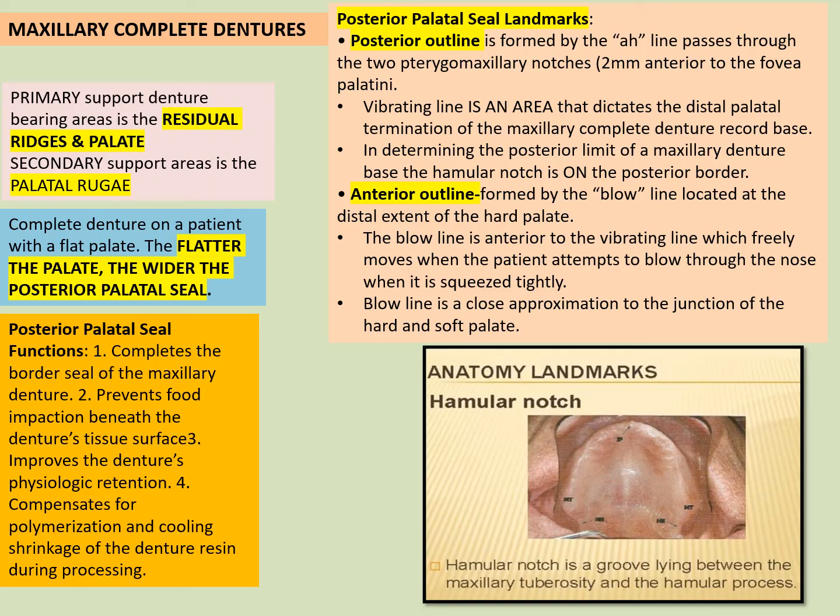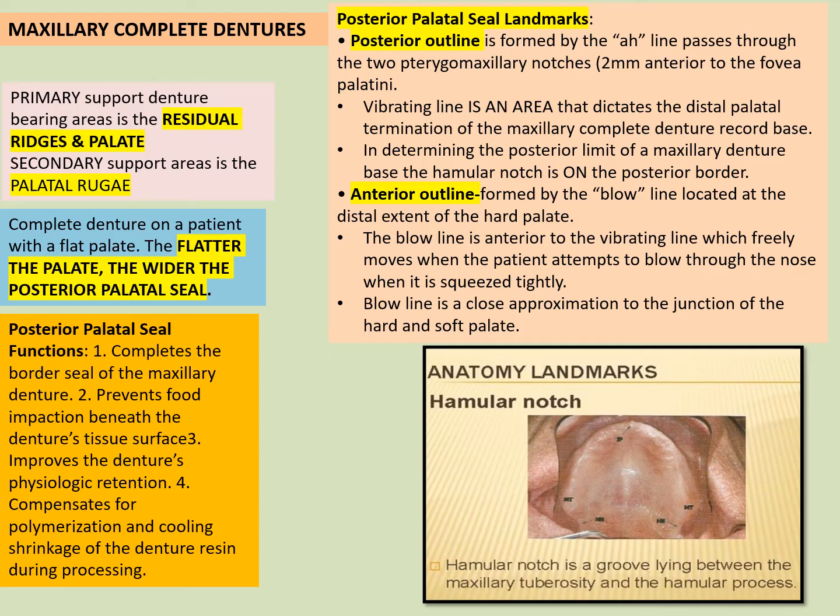Now, how to record the posterior palatal seal? For that, you have to first record the anterior vibrating line and the posterior vibrating line. The anterior vibrating line is also called the blow line, when you ask the patient to close the nose and blow, or ask them to say ah ah ah in rapid vigorous bursts. This anterior vibrating line will be in the form of an M. It is at the junction of the hard and soft palate.